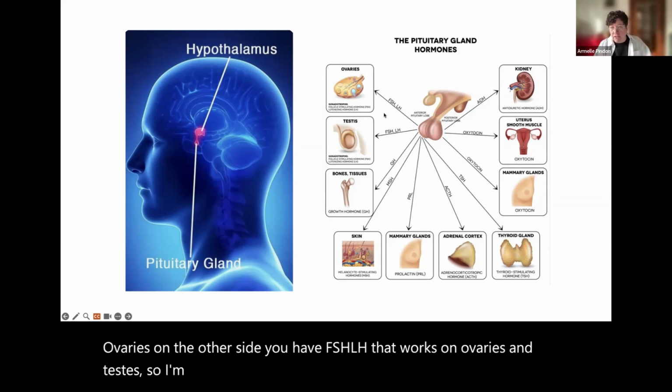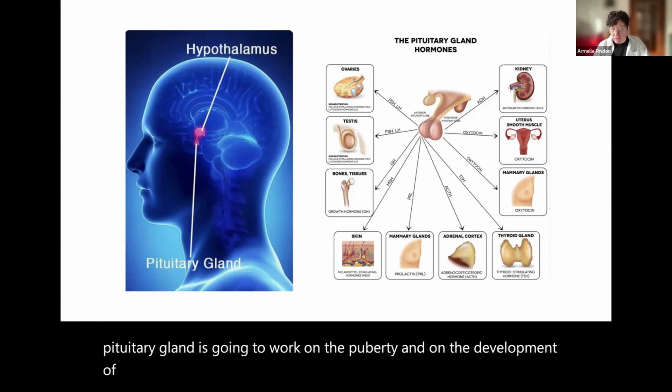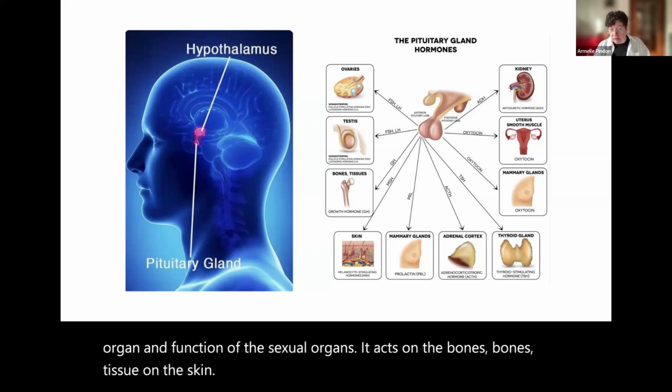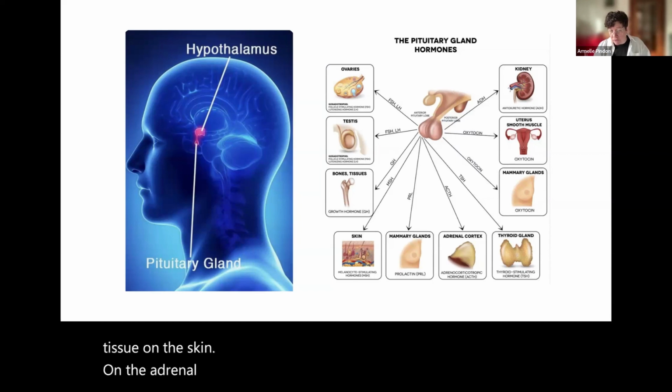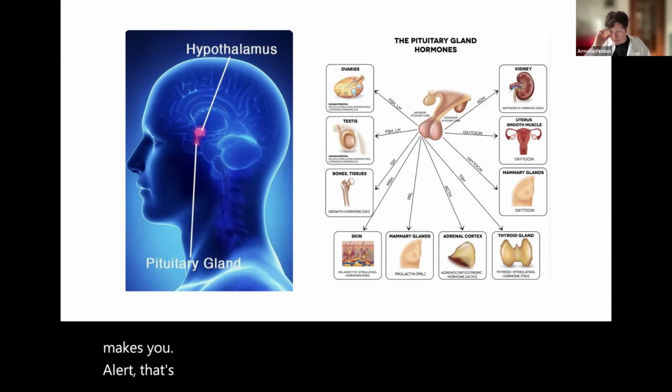So I'm going maybe too much into detail, but basically this pituitary gland is going to work on puberty and on the development and function of the sexual organs. It acts on the bone tissue, on the skin, on the adrenal cortex of the kidney, which is one of the hormones that makes you alert. That's when there is a danger, and it's the stress hormone, and it also acts on the thyroid.